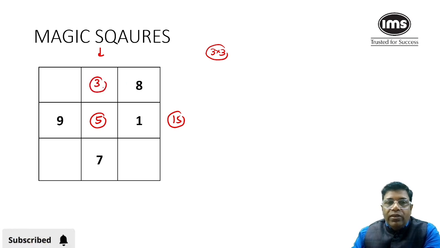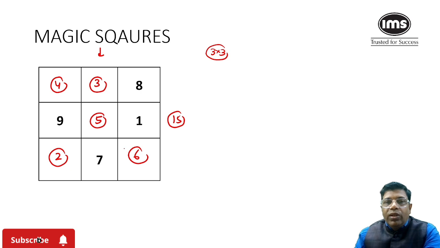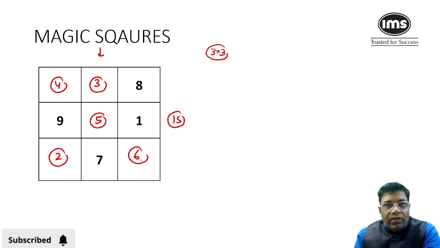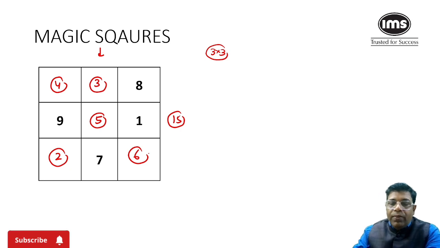Now, if you look at this column, 7 plus 5 is 12, so this number has to be 3. Again, you add this row: 8 plus 3 is 11, plus 4 is 15. 4 plus 9 is 13, plus 2 is 15. 2, 7, 9 and 6 is 15. So that is how you can fill your magic square. So this was the magic square, with 3 by 3 boxes.